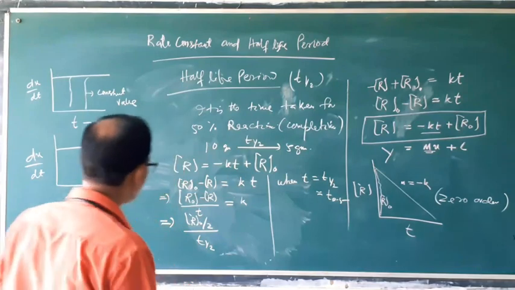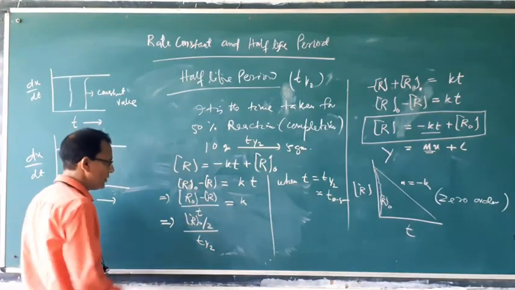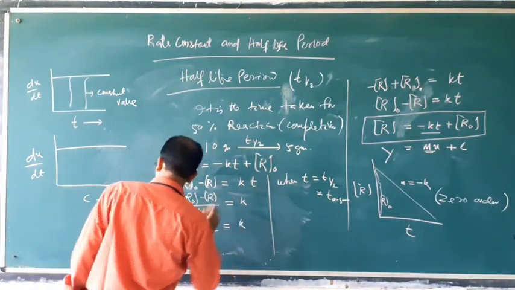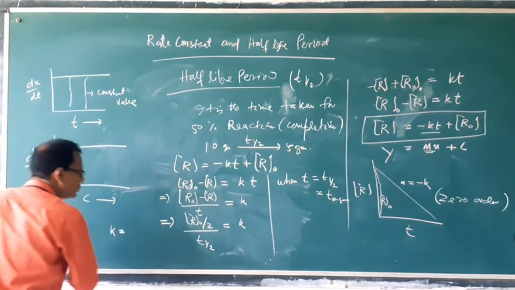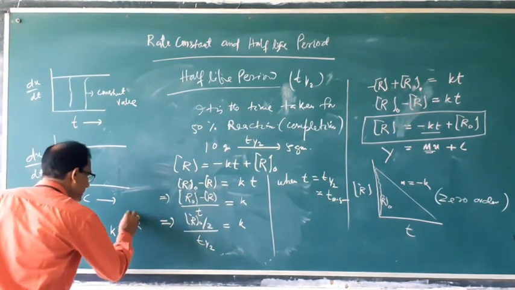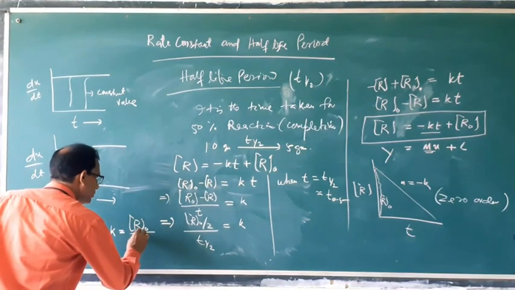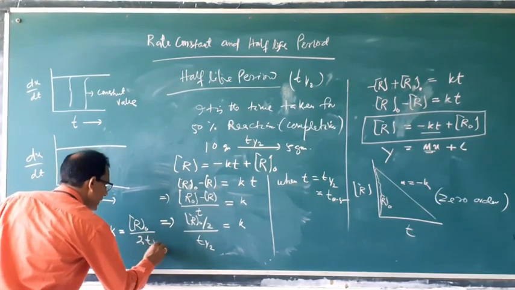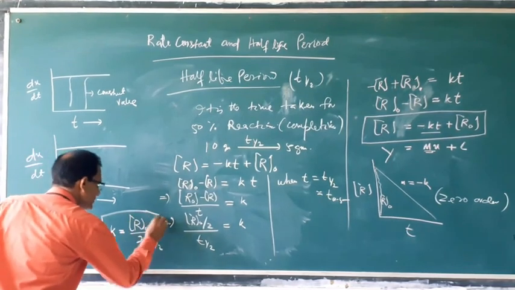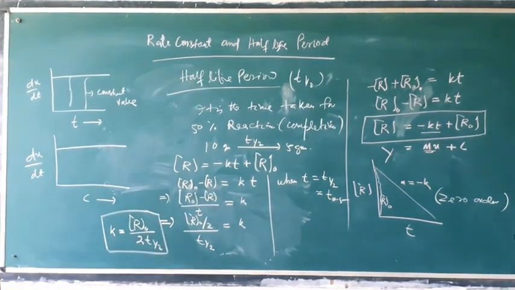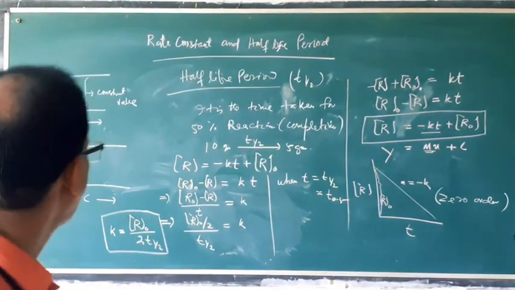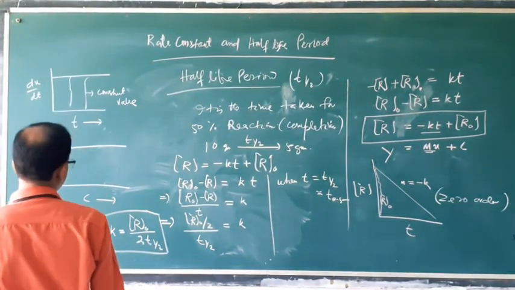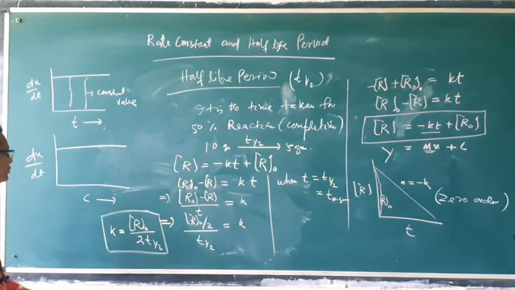Because time being T-half means your mass will be half. So R0 by 2 over T-half is equal to K. Now K is equal to R0 upon 2 T-half. This is the derivation for zero order: the half-life period and rate constant relation for zero order.